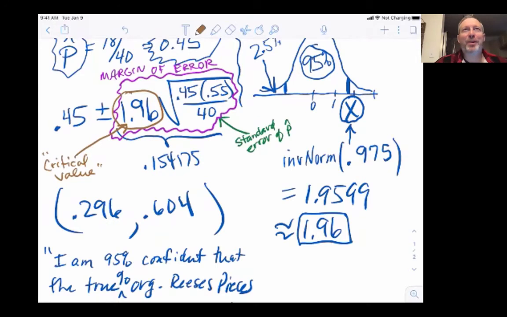If we don't need to be quite as confident, because maybe it's not life or death or something like that, maybe we just want 90% confident, then maybe we'd only go out about 1.645 standard deviations. Now, how am I getting those numbers? I'm throwing these numbers around like they're exactly right. Well, they kind of are.